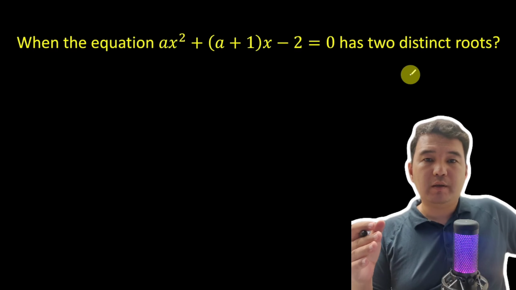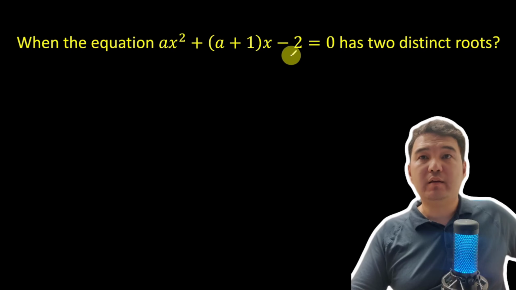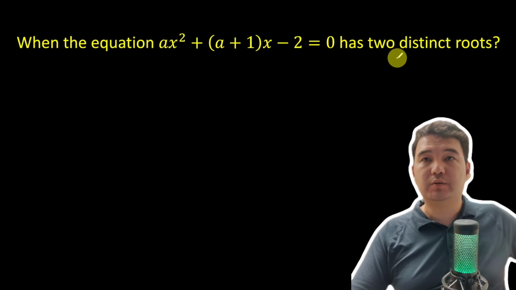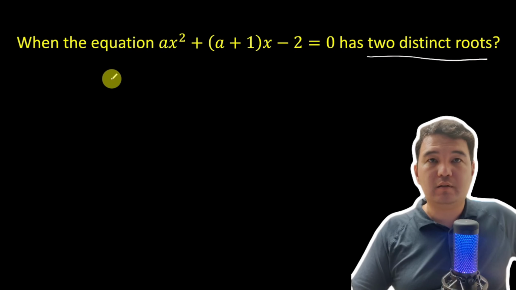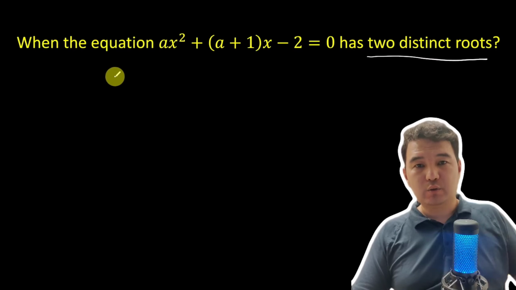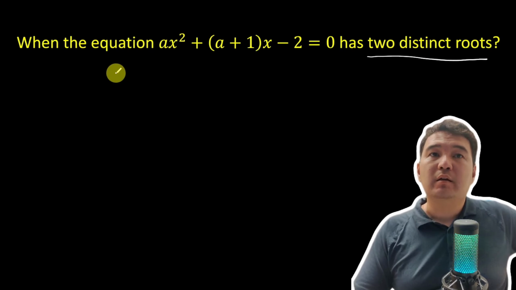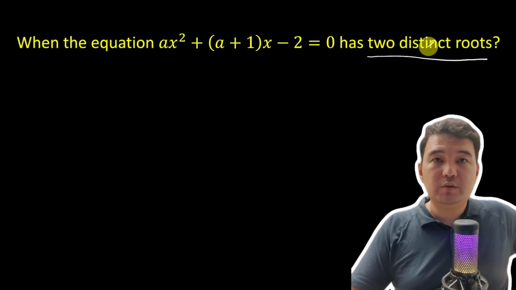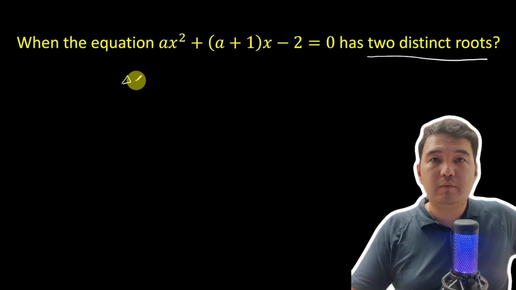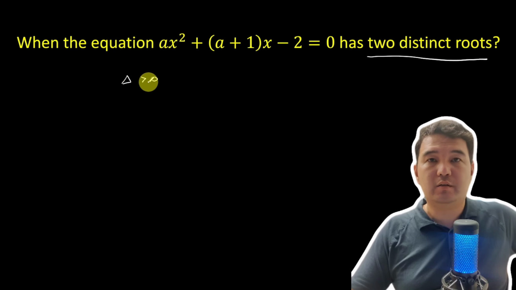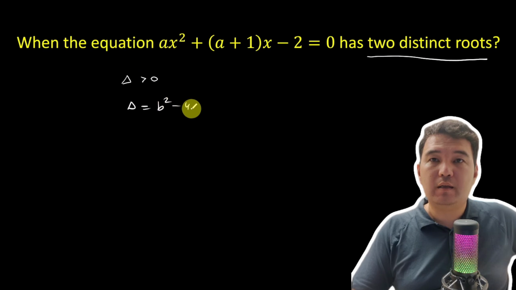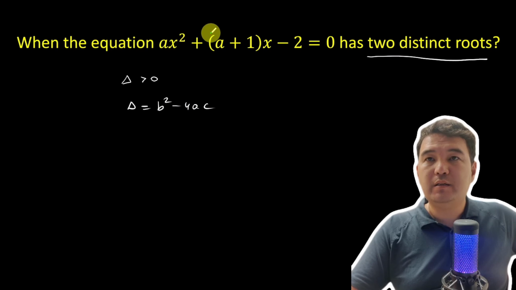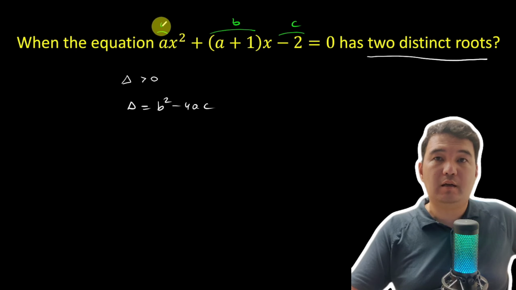And the final problem in this set is the following. When does the given equation have two distinct roots? That's a very simple conclusion from the quadratic formula. The equation has two distinct roots when the discriminant of the equation is greater than 0. So the discriminant is b squared minus 4ac. In this case, b is going to be this number, c is this, and this is obviously a.